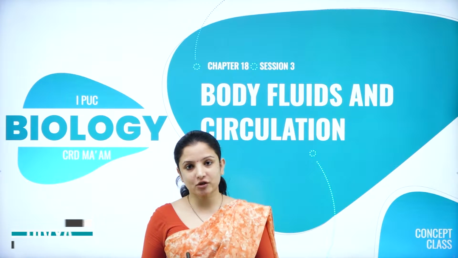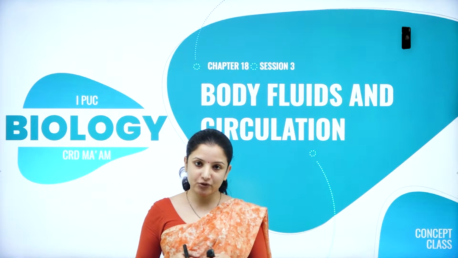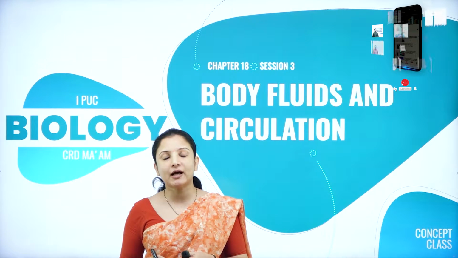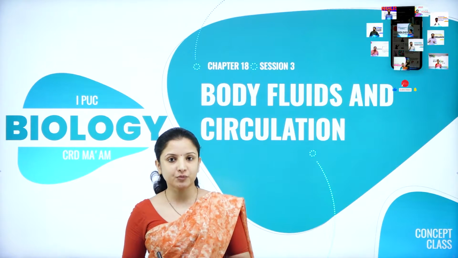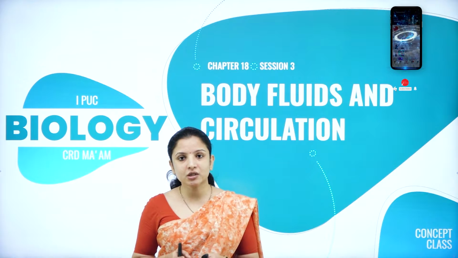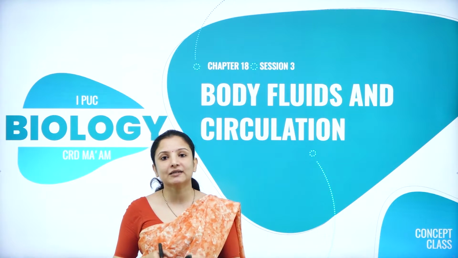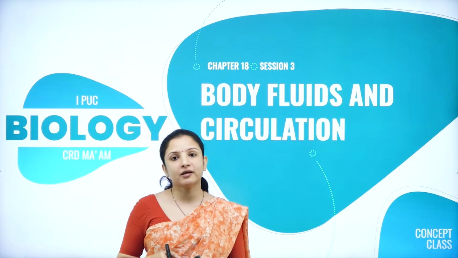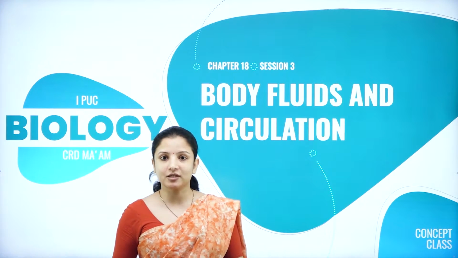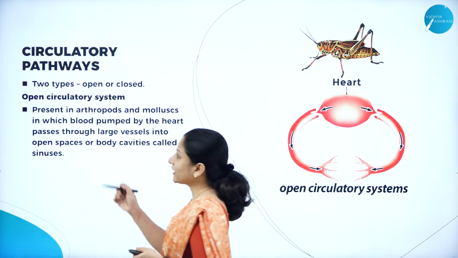In the previous session of this chapter, we had discussed the ABO blood grouping and the Rh grouping, right? And we learned that based on that, the blood groups assigned to human beings are A, B, AB and O. In today's session, we shall discuss the circulatory system, how exactly the blood moves into and out of the heart. So we need to study in detail the human circulatory system. To begin with, we shall study the circulatory pathway.